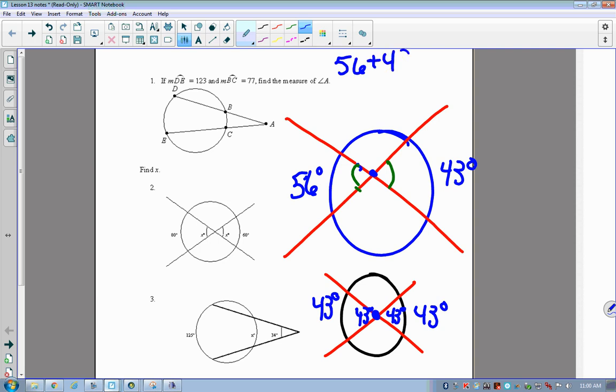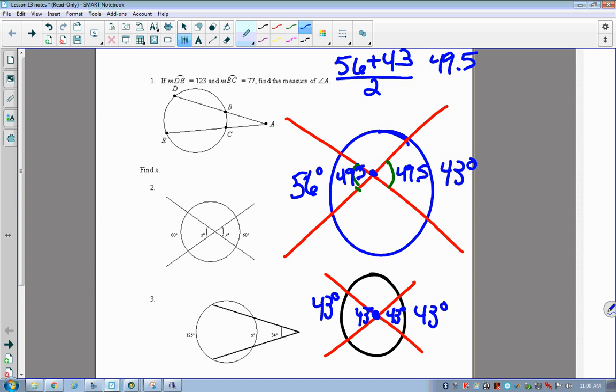56 plus 43 divided by 2. That's going to be 99. Is that right? 99 divided by 2 is 49.5. All right, which means both of these are 49.5 and 49.5.